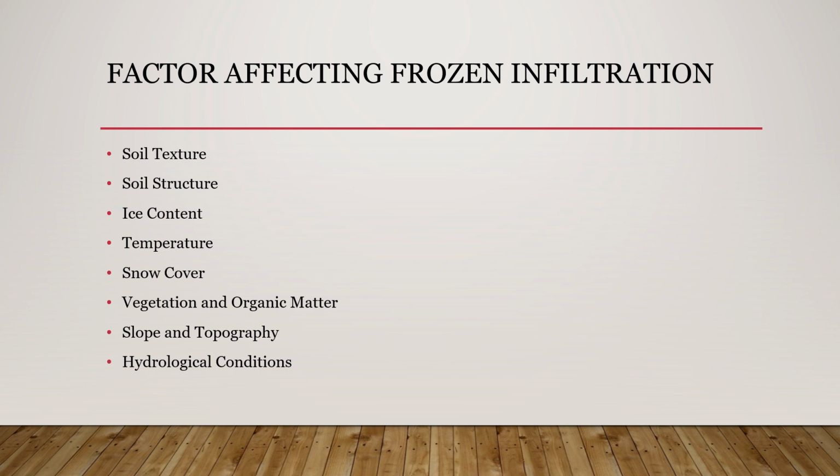Next is hydrological conditions. The initial moisture content of the soil and the presence of water sources such as precipitation or meltwater can affect frozen soil infiltration. Moist soils freeze more slowly than dry soils because the water in the soil needs to freeze before the soil can become fully frozen. Higher moisture content can lead to the formation of ice lenses or segregation, impacting the infiltration process.